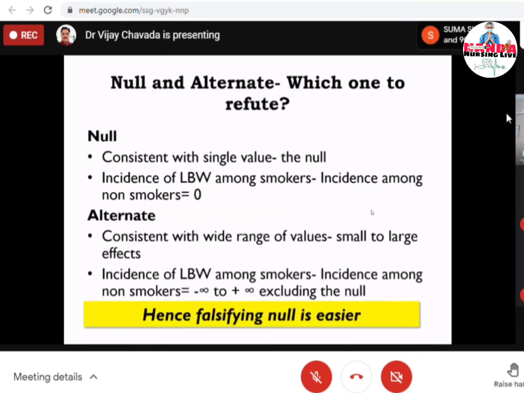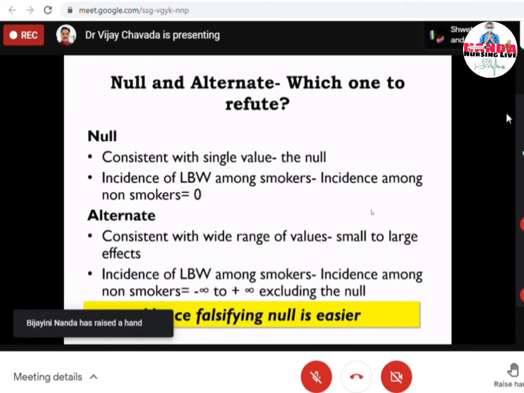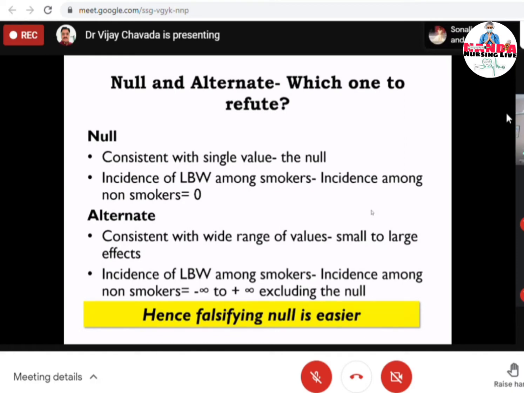Now to understand this a little more, say for example, the null hypothesis is the value that means there is no difference. The incidence of low birth weight among smokers minus the incidence among non-smokers, meaning we are trying to test or assess whether there is any increase in the incidence of low birth weight among smokers compared to non-smokers. So the null hypothesis is that the incidence of low birth weight among smokers minus the incidence among non-smokers equals 0.